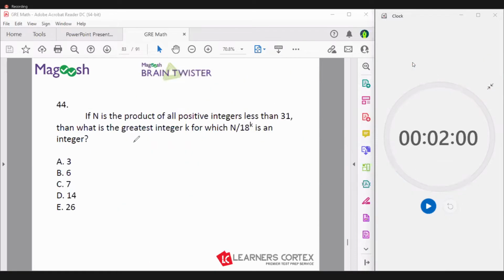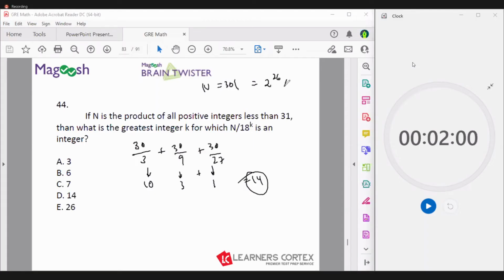Now, similarly, there is a process for 3 as well, right? You can just divide 30 by 3, then 30 by 9, and then 30 by 27. So here it will be 10, here it will be 3, and here it will be 1, which will give us 14. Okay. So basically, n, which is 30 factorial, can be written as 2 to the power 26 into 3 to the power 14. And then there will be some other number which will be the product of all the prime factors which are still left here.